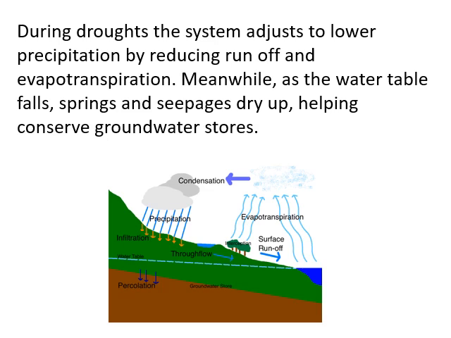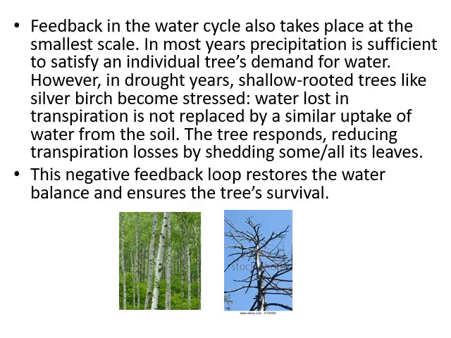During a drought, the system then adjusts and regulates to lower than average precipitation by reducing runoff, reducing evapotranspiration, holding on to the water that it does have. And the water table goes lower, the springs dry up, and all of that water is conserved. So again, maintaining that equilibrium.